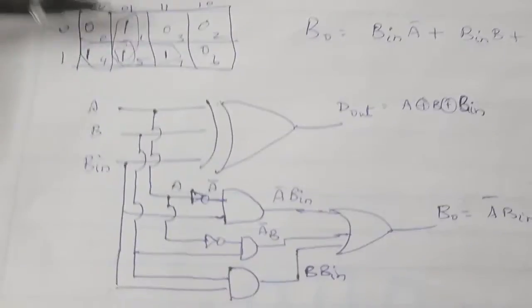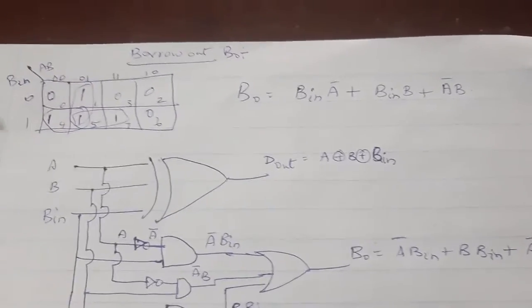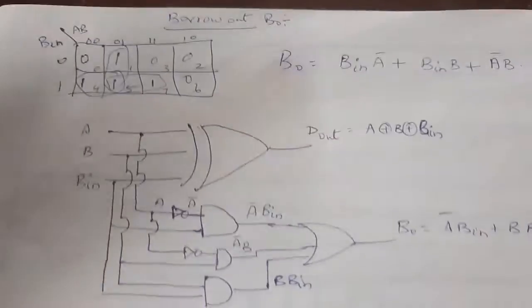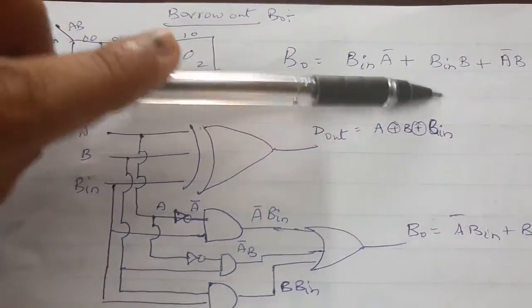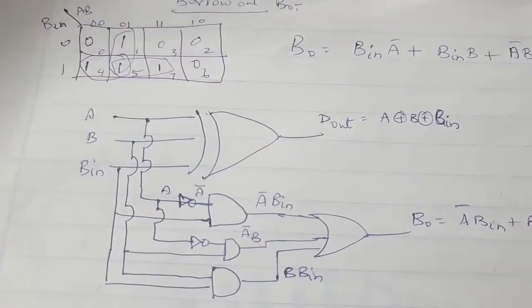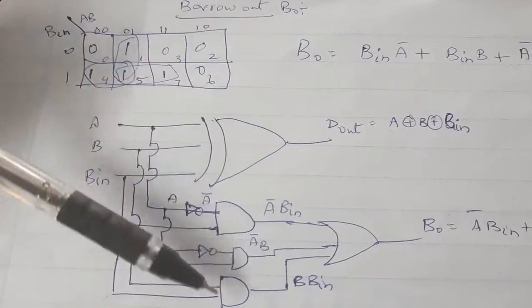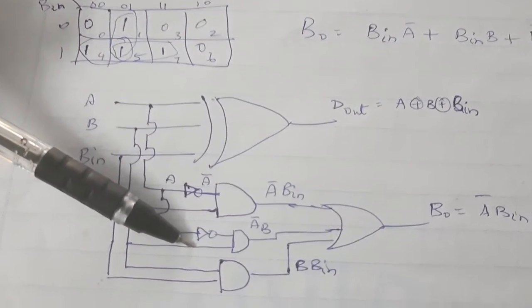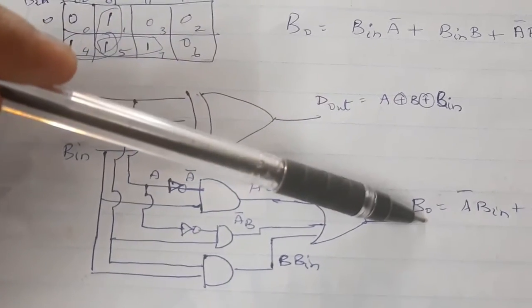Next you need to find the same for borrow out. Use the K mapping. Two adjacent ones are clubbed together. So the answer will become B in A bar first, second B in B, and third A bar B. Draw the circuit: exclusive OR for 3 inputs, then NOT gates introduced for the bars, 3 AND gates and a 3-input OR gate. So we have difference out and borrow out.